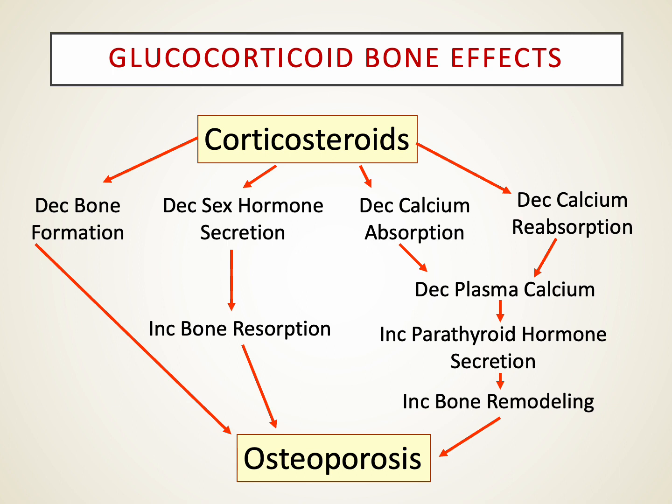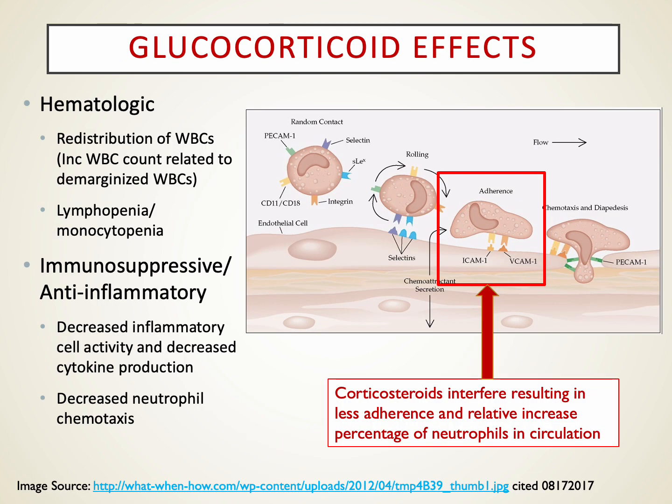And bone density loss can be pretty significant. For somebody on prednisone for a year, 20 milligrams or so of prednisone per year, someone can lose up to a third of their bone density, and that really increases their risk for fractures. We also look at the issue for the glucocorticoid effects.